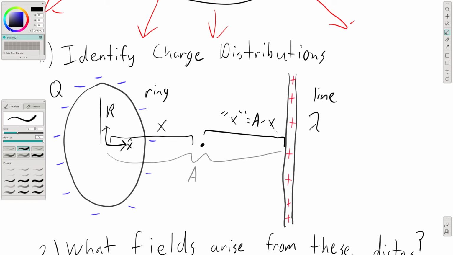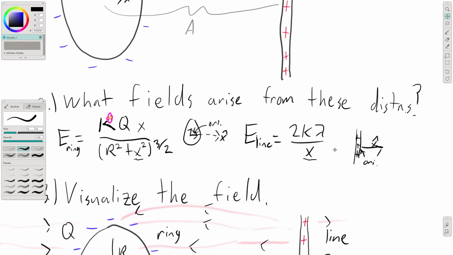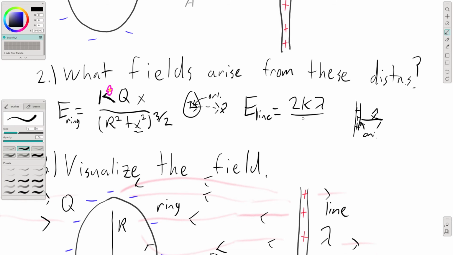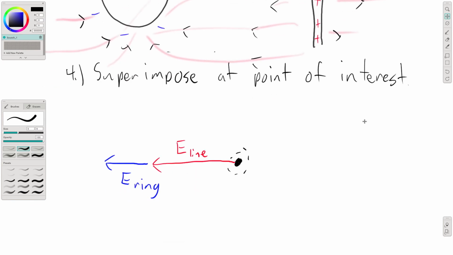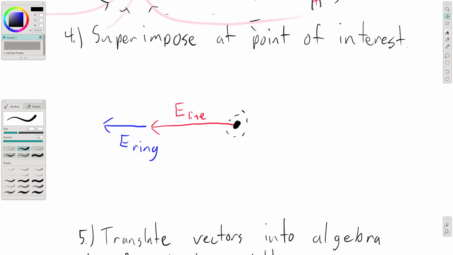We answered the age-old question of, where even am I, man? That is where we are. Using that information, I'm going to update this to say a minus x. And that way I can put that directly into here as the magnitude of that field. Just updating it so that every point along the way is consistent.